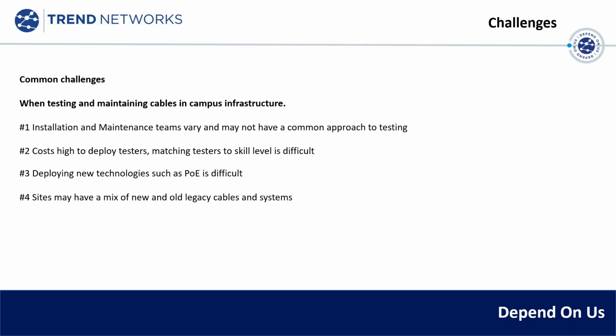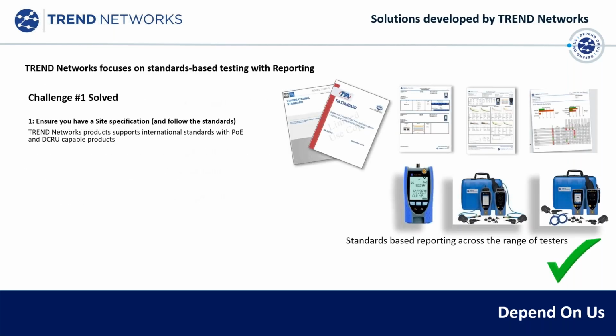Number three, deploying new technologies, because we know campus networks are of such sheer scale and evolve over time. Typically, we're going to deploy a new technology there. And lastly, number four, what to do when you've got a mix of old and legacy cabling systems. Well, it's really, really tough. We've got to work with this. We can't just simply change it out. So what to do?